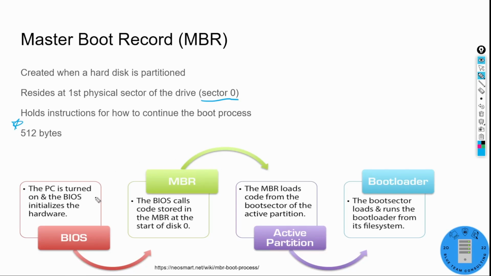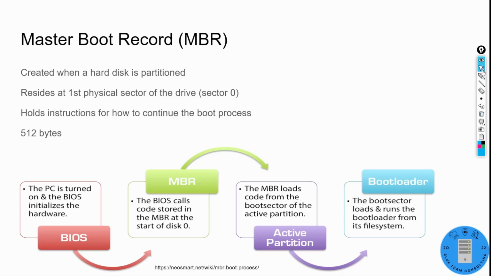Reviewing the steps, the PC is turned on, the BIOS initiates the hardware, so BIOS is booting up. The BIOS is then going to call on the MBR for the code that's in there, and remember, it's at the start of the disk, so sector 0. Then the MBR will load the code contained within it from the boot sector of the active partition, and that will kick off the active partition and load your bootloader. This is the boot sector. It's going to load and run the bootloader from its file system. So basically, there are 4 main steps that you should be aware of.